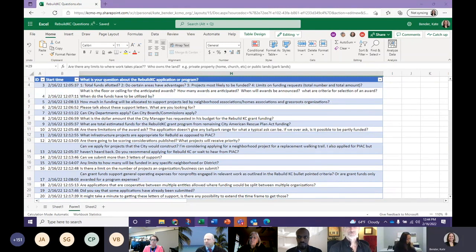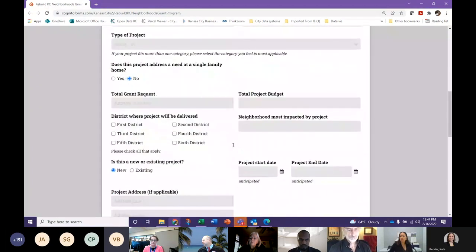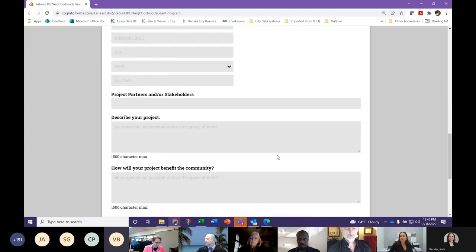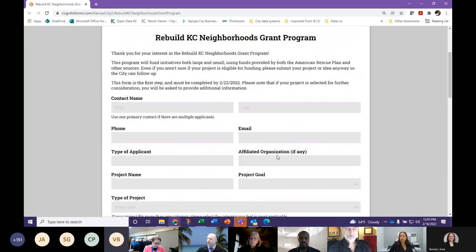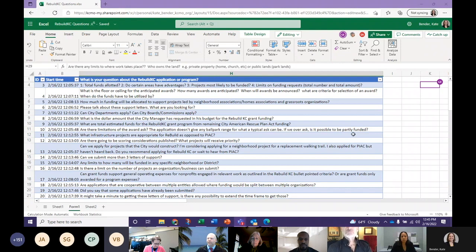Sorry, I'm just scanning through. Someone asked about, yeah, I think that we've covered a lot of these. In the application form, what are examples of other considerations? I don't see anything on the application titled other considerations. There's a section that asks, is there any other information about your project you'd like to share? There is a question on that, anything that you didn't cover in one of the specific questions beforehand. We do have extra space for you to add on. If your project is selected for further consideration, you will be asked to provide additional information. There is a follow-up element here. There will be follow-up on most of the applications.